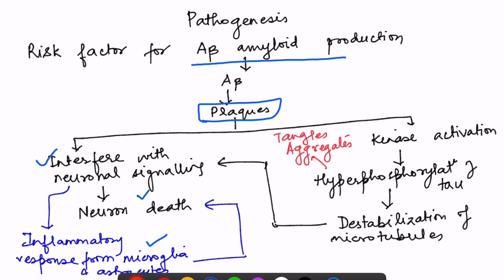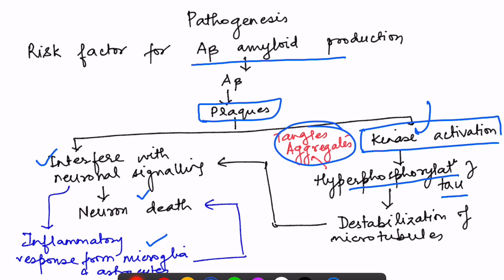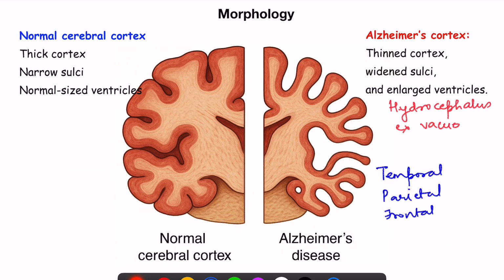Then it also leads to activation of the kinase. Kinase always causes phosphorylation. So this leads to hyperphosphorylation of tau protein, which gets separated from the microtubules, forming tangle aggregates. Then this leads to destabilization of microtubules, ultimately interfering with neuron signaling and causing cell death. Tangle aggregates within the soma and the dendrites also lead to initiation of the inflammation, which also leads to cell death.